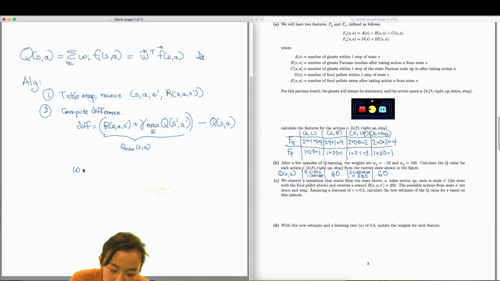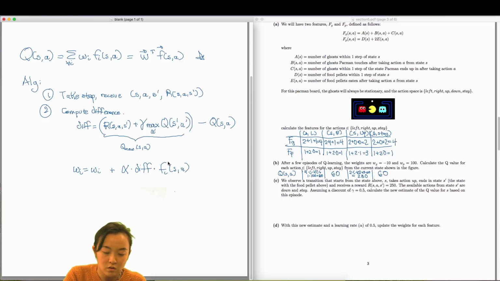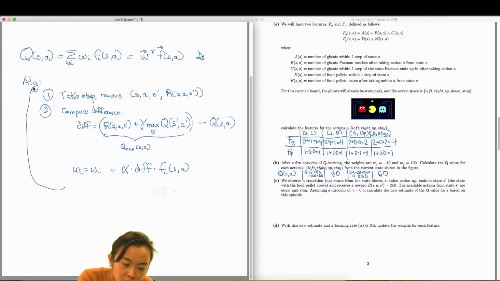And the weight update for each weight i is just going to be the old value of the weight plus alpha, some learning rate, times this difference, times the value of the ith feature corresponding to that weight. Okay, so we're going to apply this, and by the way, you're going to basically just repeat this process.